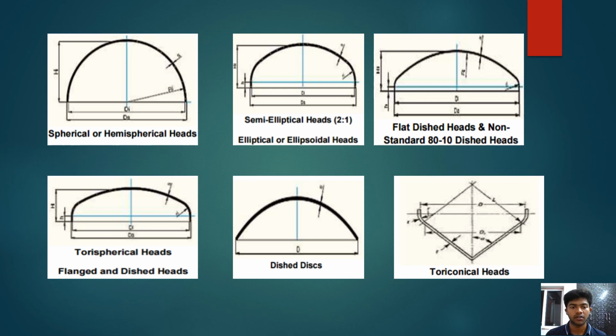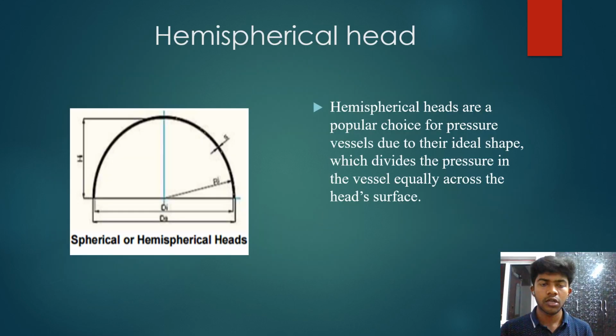So you can see the spherical, hemispherical heads, the flat discs, and all the other types of heads. So now let's get to know about each type of dished head individually. At first, we'll get to know about the hemispherical head.